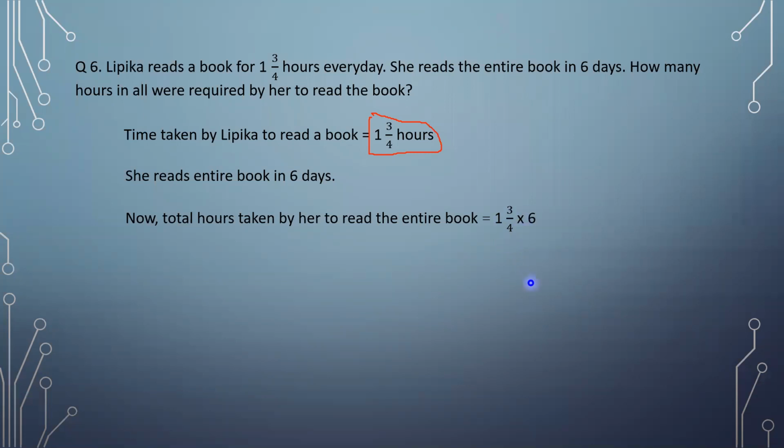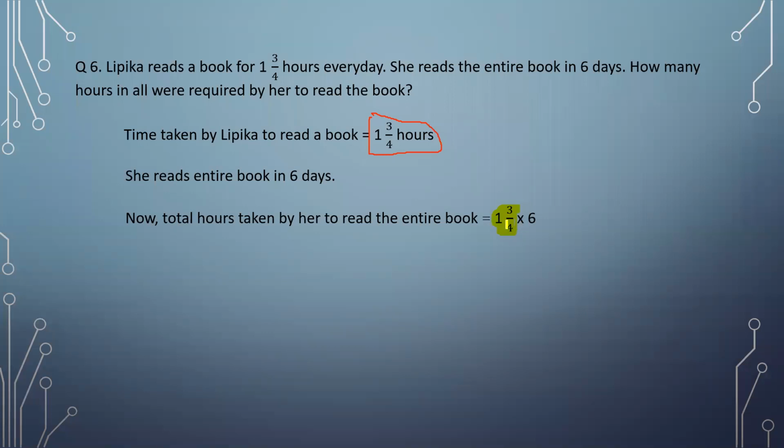Now, before performing the multiplication of these two numbers, if we observe the first fraction, it is not in the form of a proper or improper fraction. It is actually in the form of a mixed fraction. So therefore, it should be converted into an improper fraction.